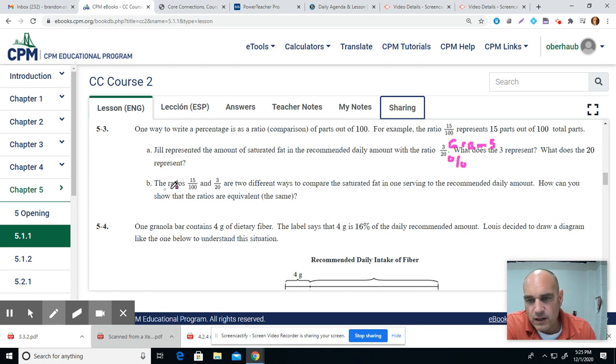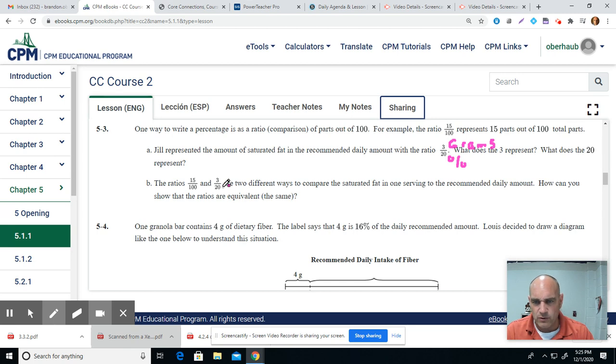For B, the ratios 15 over 100 and 3/20 are two different ways to compare the saturated fat in one serving to the recommended daily amount. How can we show that the ratios are equivalent? Well, how can I show that these are equal to each other?